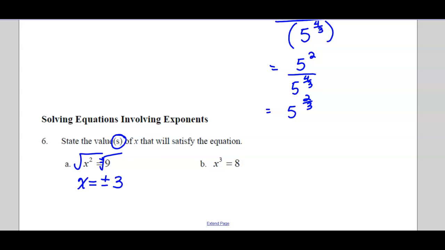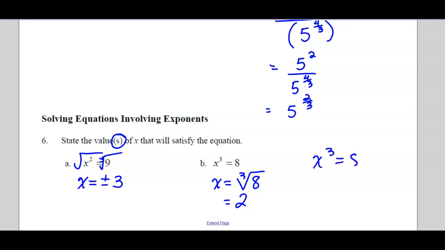Here, cube root is just 2. No positive or negative. So what were we doing here? So I use radical symbols, right? Square root of both sides, cube root of both sides.